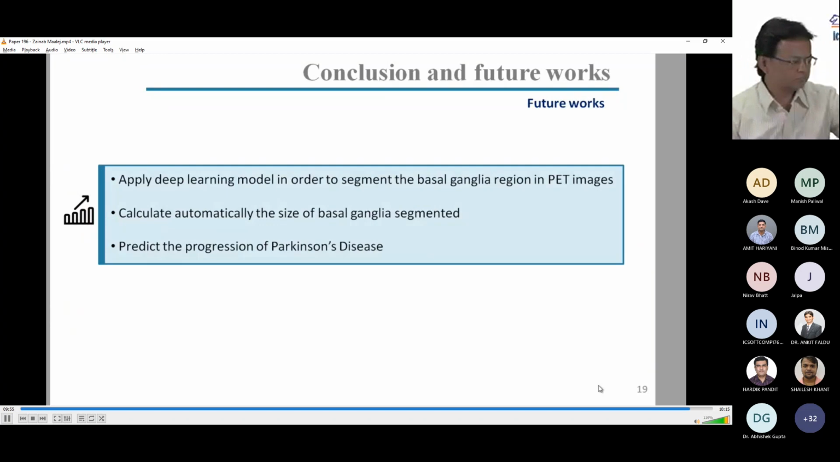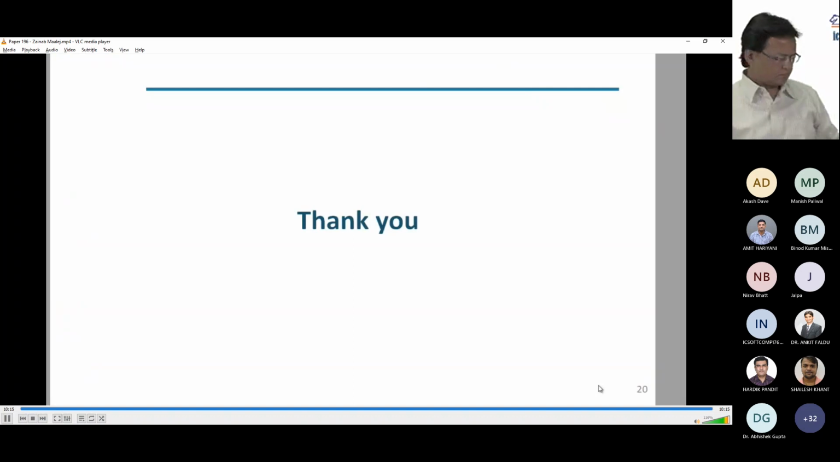Therefore, in the near future, we aim to overcome these drawbacks using a deep learning model in order to segment the basal ganglia regions in PET images. Besides, from the segmented images, we aim also to calculate automatically the basal ganglia size and predict the progression of Parkinson's disease. Thank you for your attention.